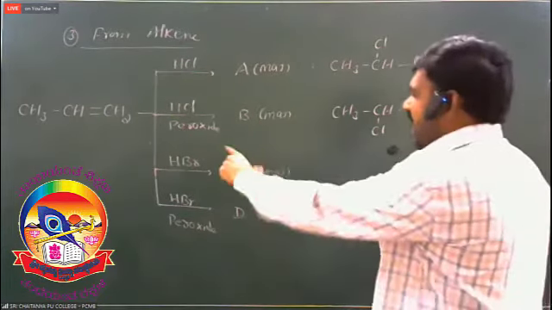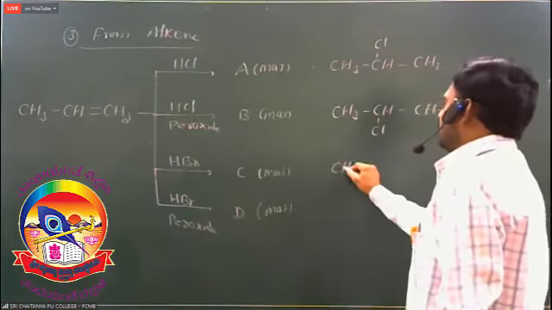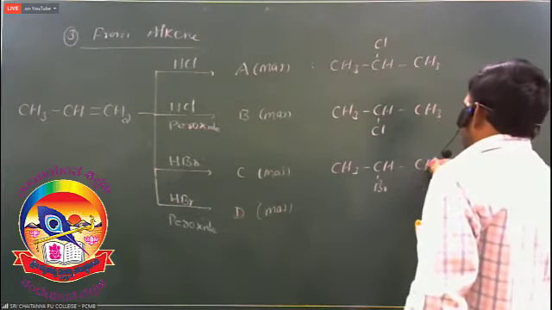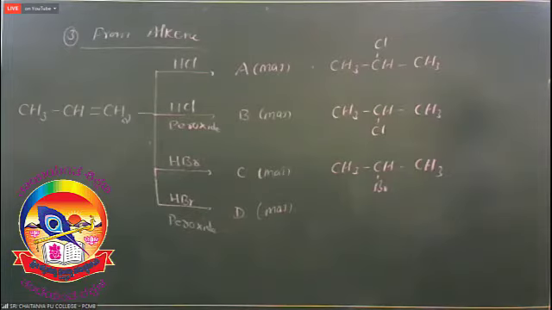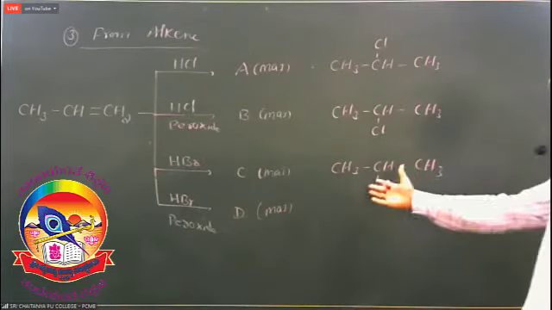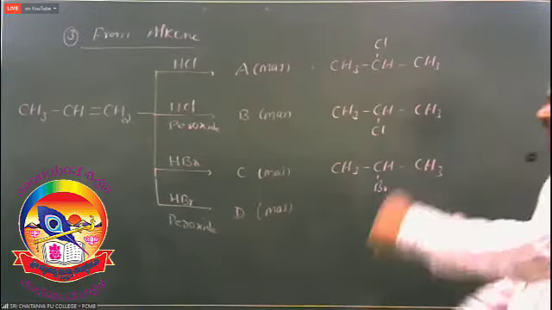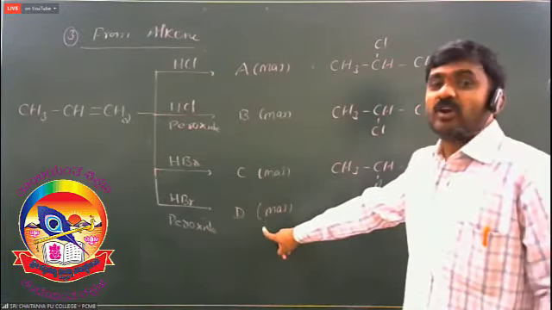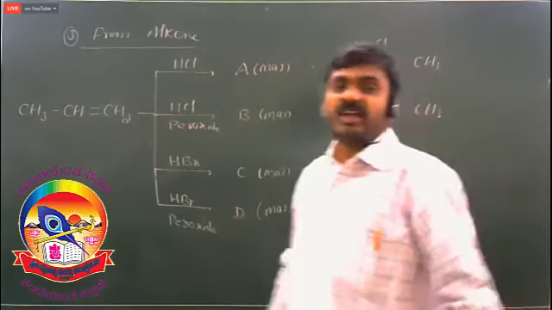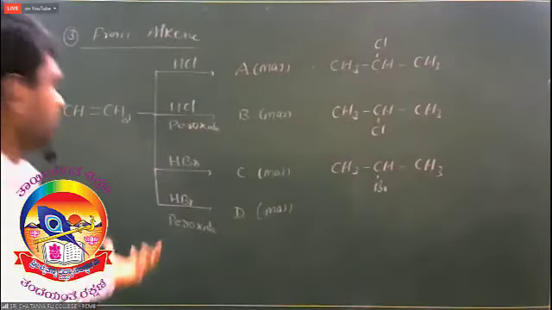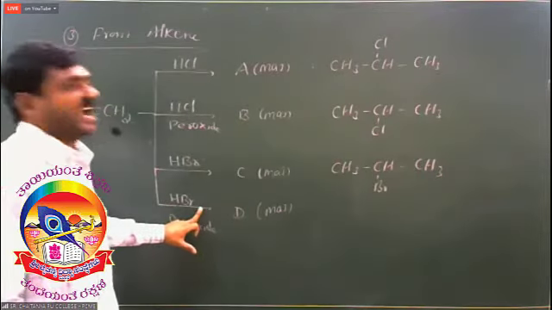Propene reacts with HBr. According to Markovnikov rule, 2-bromopropane is the major product, or isopropyl bromide. In the presence of peroxide, follow the anti-Markovnikov rule. Anti-Markovnikov rule is applicable only for hydrogen bromide.